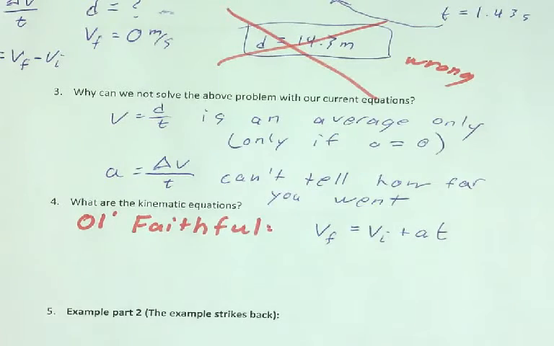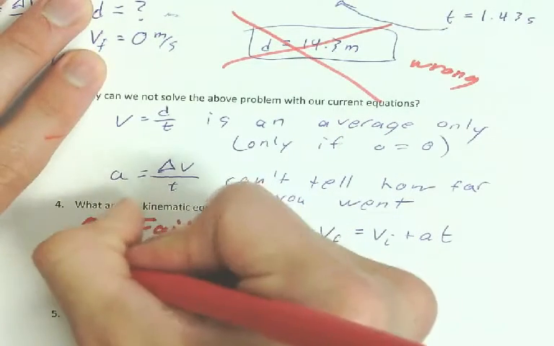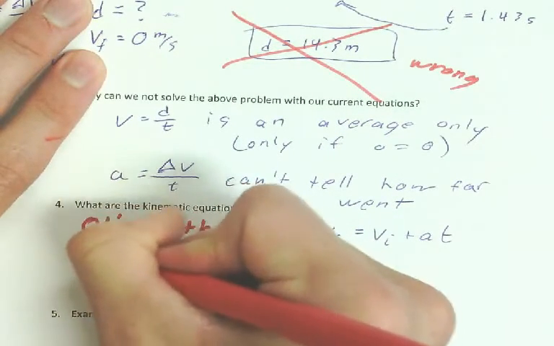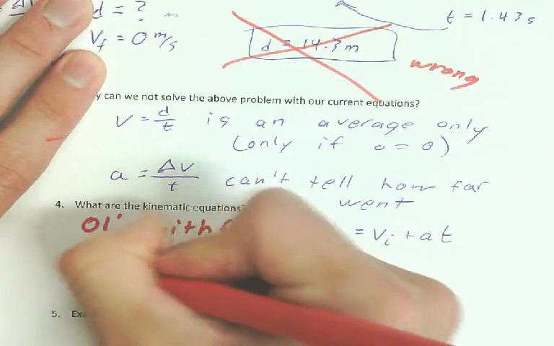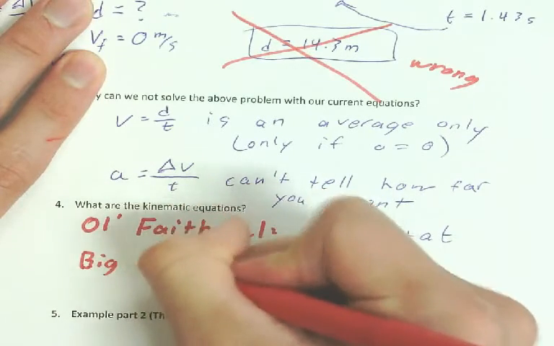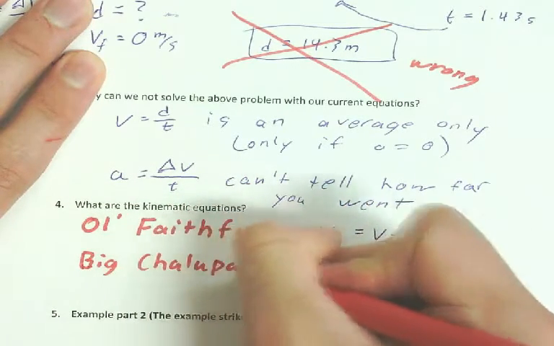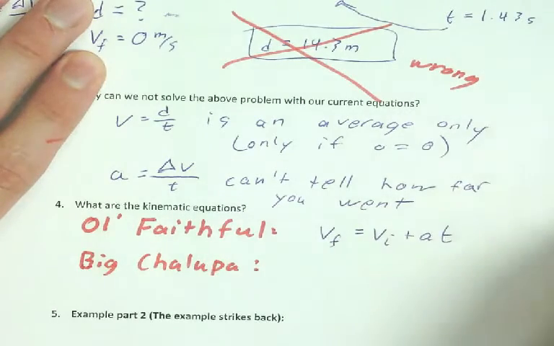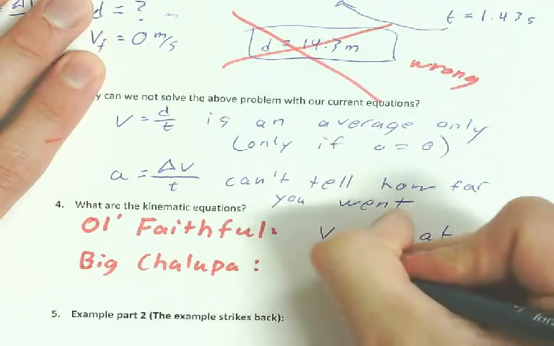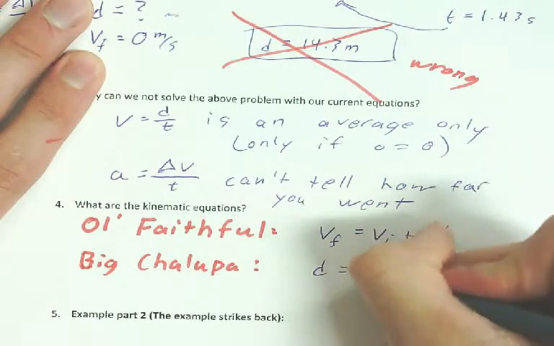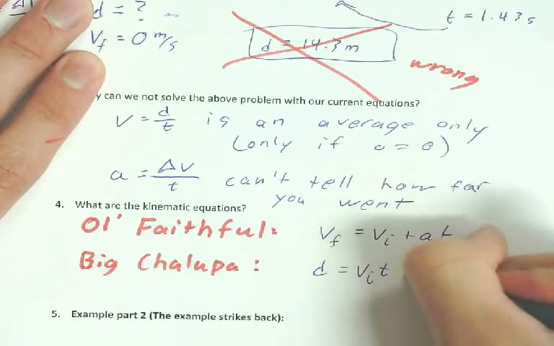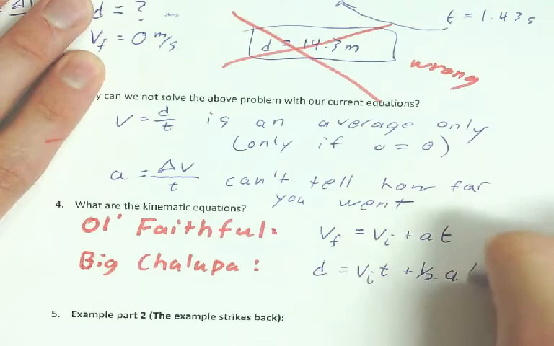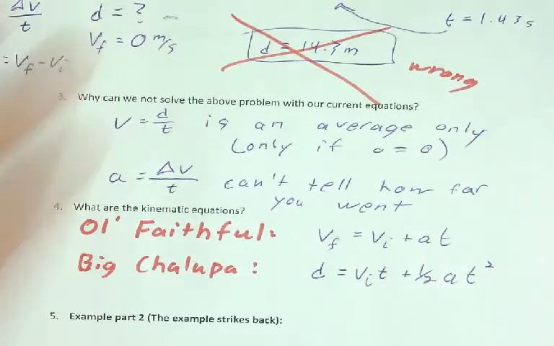All right. The next equation is called the Big Chalupa because it's the largest and spiciest of the 3 equations. And it looks like this: D equals ViT plus 1/2 AT squared. Yes, we're getting into some fun things. D equals ViT plus 1/2 AT squared.